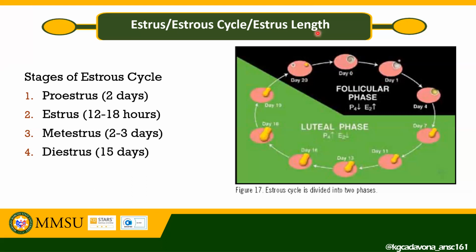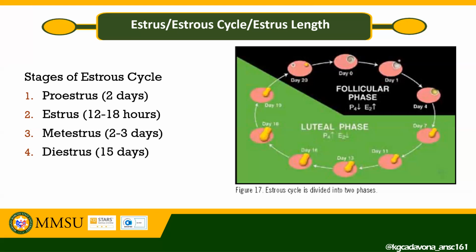Pag estrus length naman or estrus duration, pag sinabi natin na ganito, this is the window of opportunity for mating. So ito yung duration ng pwedeng maging in heat yung animal. So for example, in dairy cow, it has an average estrus length of only 18 hours, but pwedeng hanggang 10 to 30 hours. So yun yung tinatawag natin na estrus length.